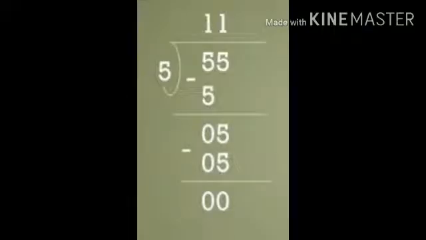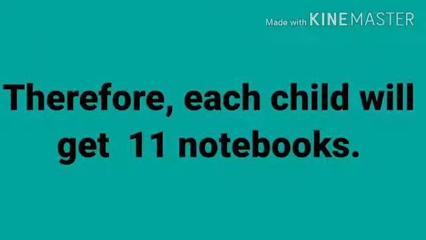So 55 divided by 5, 5 1 times is 5, so 5 minus 5, the answer is 0. 5 will be carried forward. We get 5. 5 1 times is again 5, so 5 minus 5, we get 0. Therefore, each child will get 11 notebooks. Hope students you understood how to solve word problems.